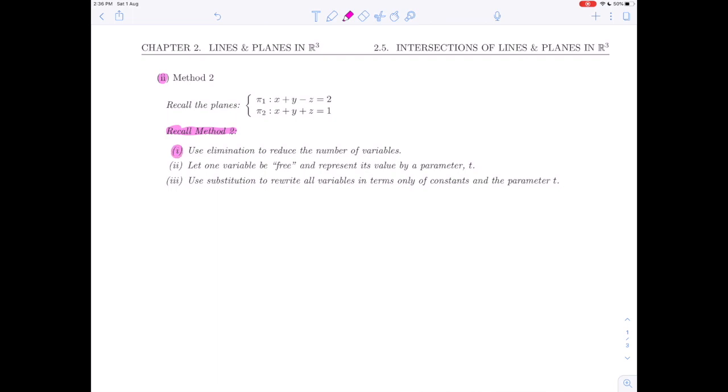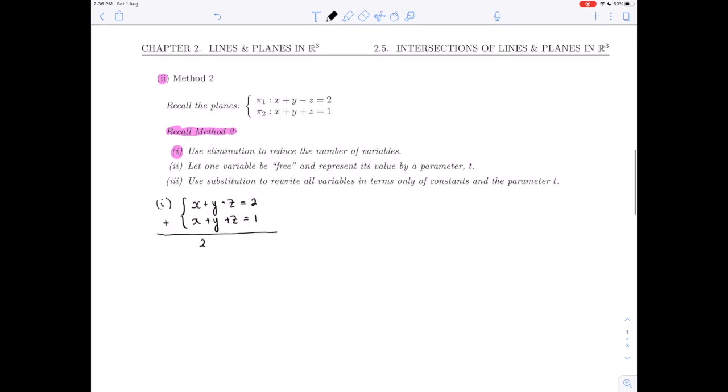Step number 1 says use elimination to reduce the number of variables. So elimination is the process of adding or subtracting multiples of equations from each other with the goal usually of getting rid of one variable. So I'm recopying the system here, and the way those equations are, I can take advantage of the opposite signs in the z and just add those two equations together to get rid of z. So I'm going to get 2x plus 2y is equal to 3.